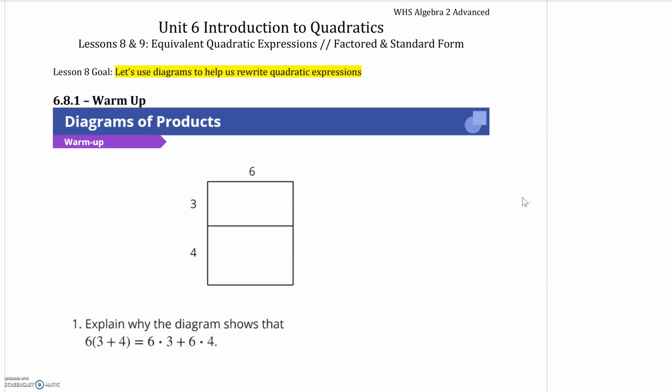Okay, we'll start Unit 6, Lessons 8 and 9 with the 6.8.1 warm-up. What we're going to do is start making diagrams of products here.